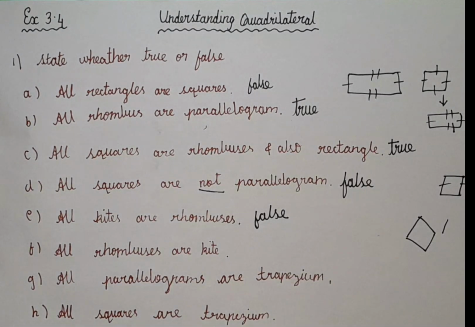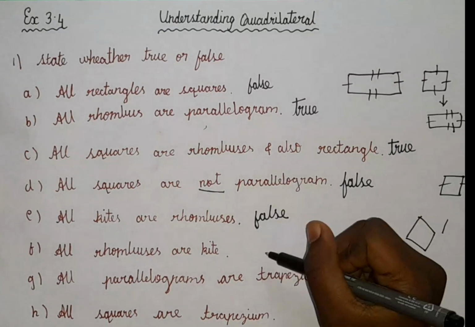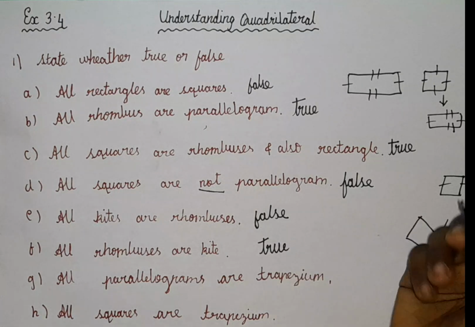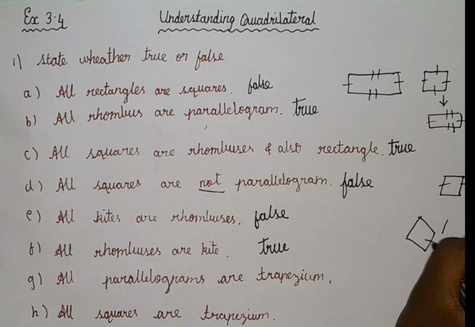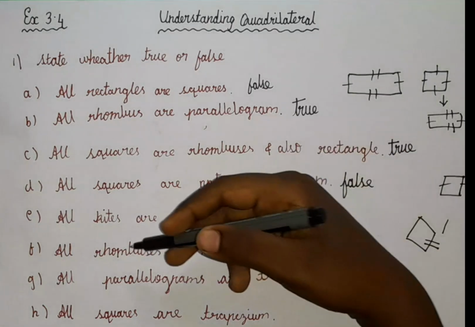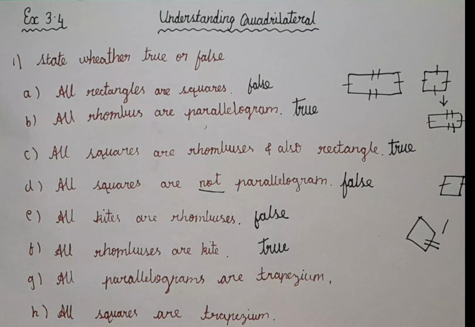Next we have all rhombus are kites. Is it true? Yes, it is true. What's the reason? Because in a kite any one of the sides is equal, isn't it? And in a rhombus we know that all the sides are equal, which means in a rhombus also sides are equal. In a kite also the sides are equal, which means a rhombus can be a kite. So this statement is true.